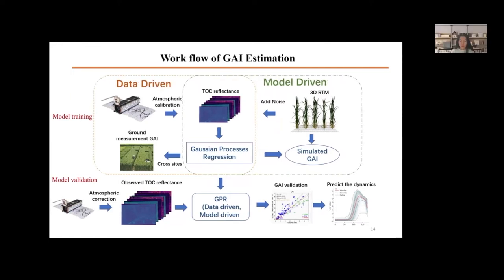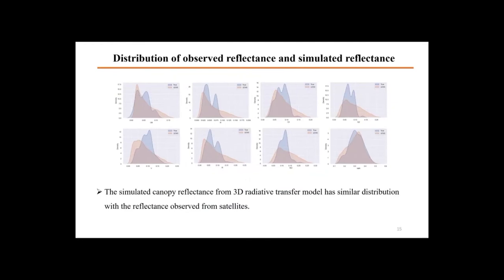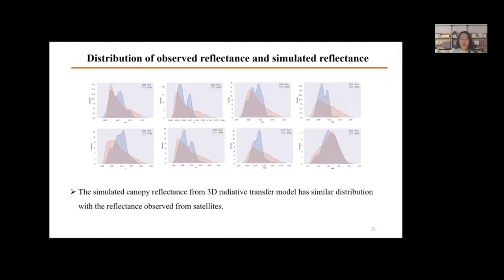The model validation process is completely independent of the training process, and the observed dataset was used to validate the model from the data-driven and model-driven approaches. After smoothing, we can get the dynamics of each site. This is the distribution of observed reflectance and simulated reflectance. From the figure, we can see they have the same range and the same distribution.